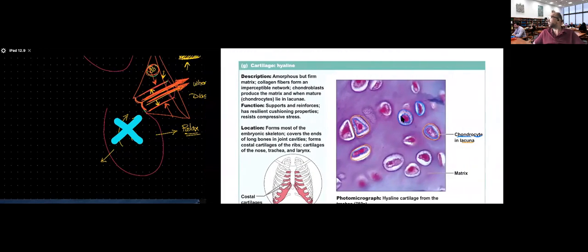All right, so we're going to stop at this point today, and next class we will start by discussing the location and the function of the different cartilage tissues.